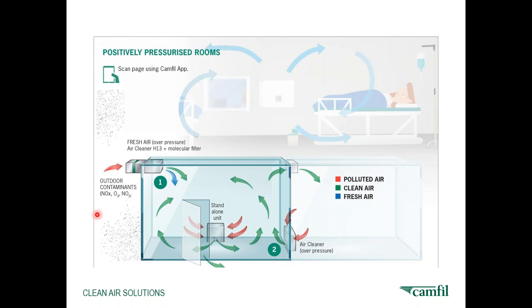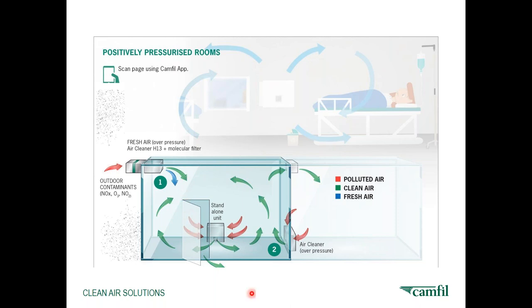If you look at solution number one up to the left, it is the internal air cleaning configuration. So you have an air cleaner inside the room. The red arrow shows the air coming through the H13 filter, and the blue and the green arrow show the positive pressure that we create with the clean air.